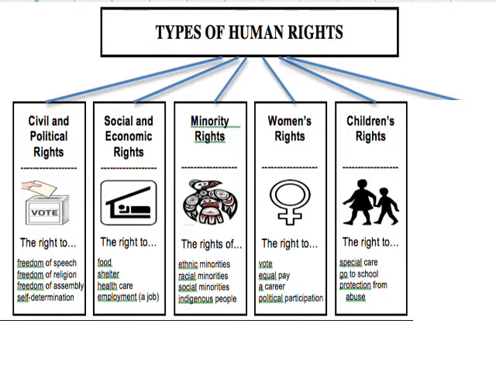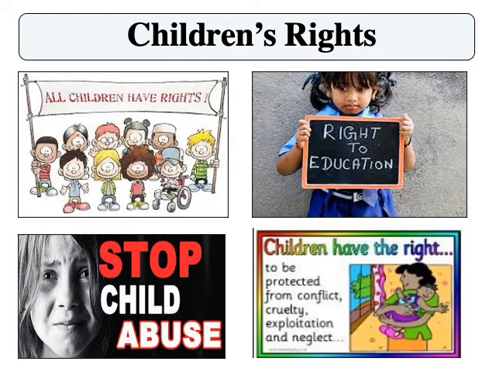Next is children's rights. Children's rights to special care, to go to school, to protection from abuse. Children are vulnerable. They have rights and they need to be protected. This is another area of rights.